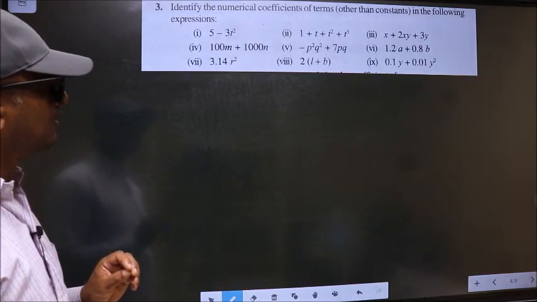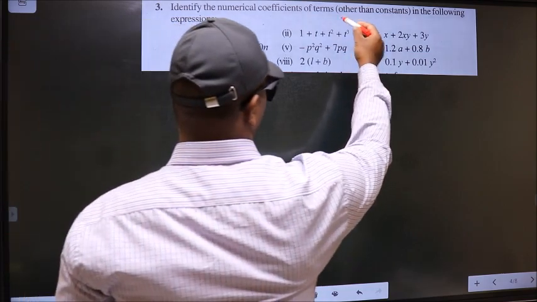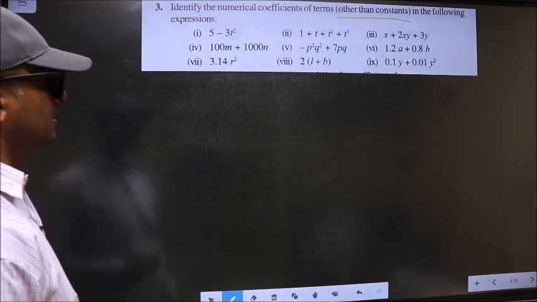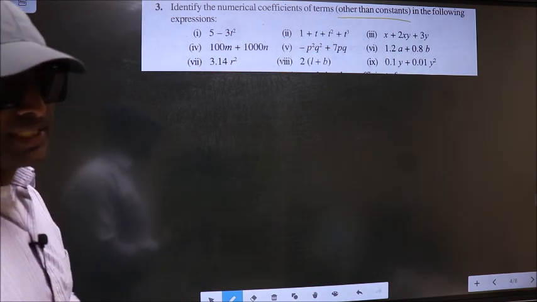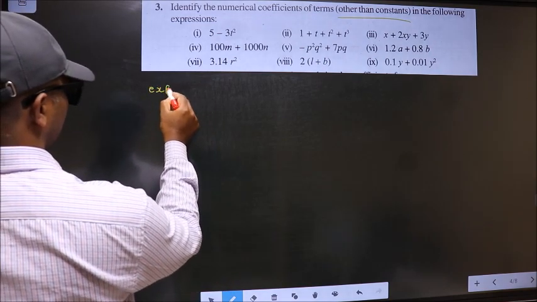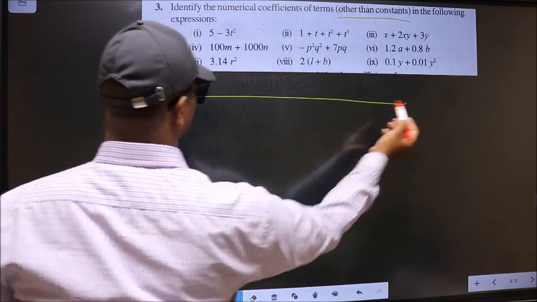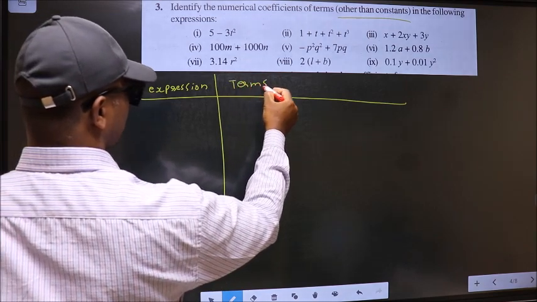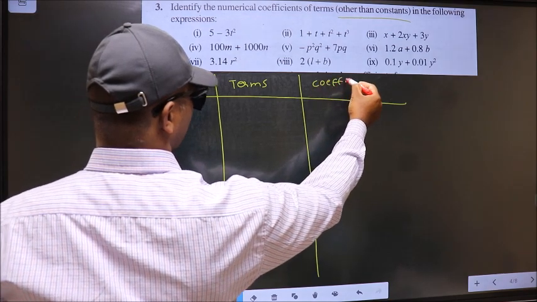Identify the numerical coefficients of terms other than constants. It has been specified to leave out constants in the following expressions. We show this in table form. See, first the given expression, and in the next column what all terms are present, and in the next column their coefficients.